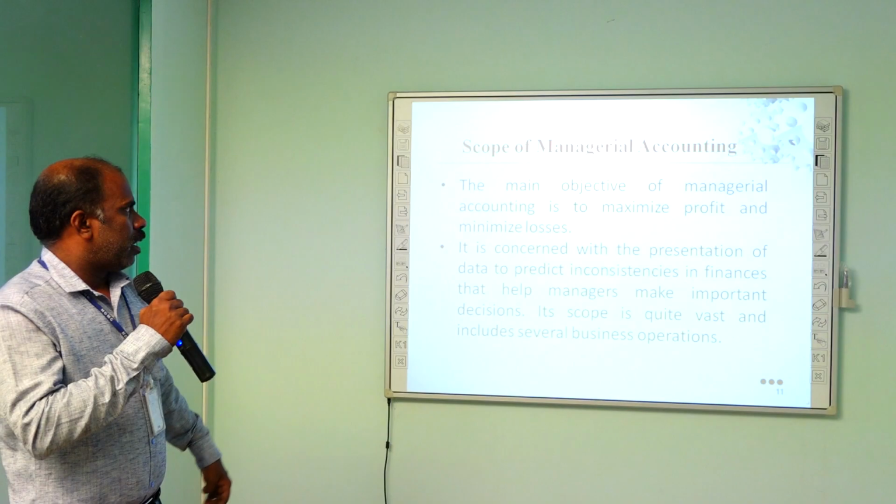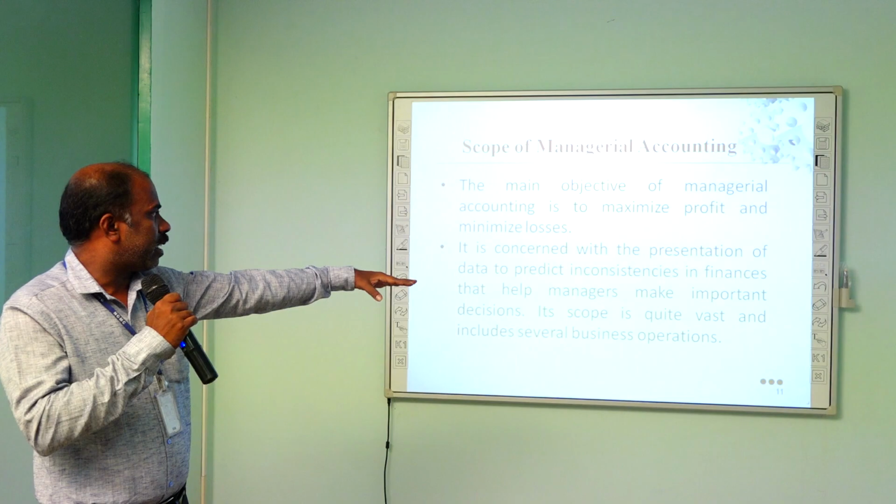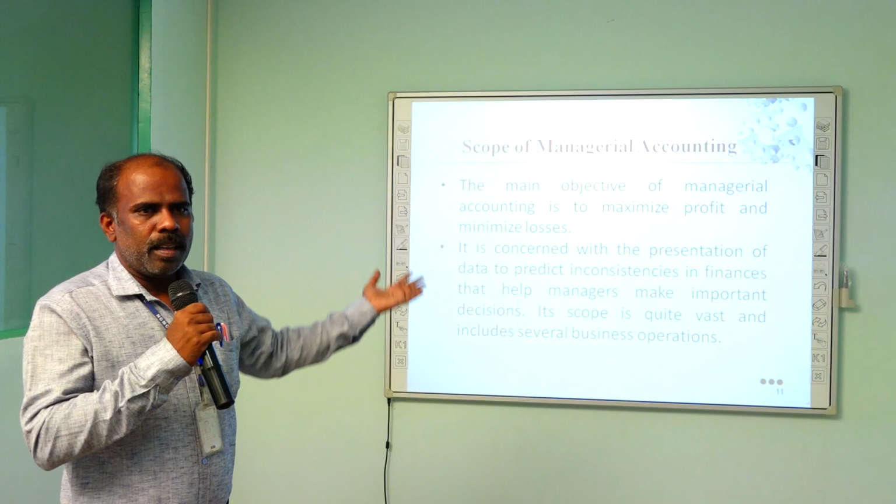Then what is the scope of management accounting? The main objective of management accounting is to maximize the profit of the company. Then it concentrates on the presentation of data to predict inconsistency in finance, which helps managers make important decisions. Suppose you are going to present the data in front of your officers, your boss, your head, or your MD, these details will be helpful.